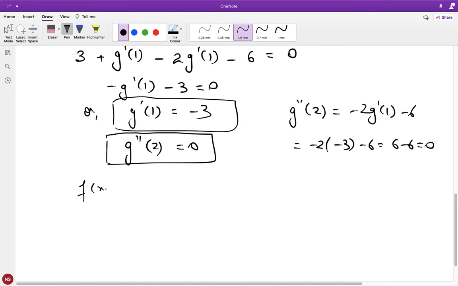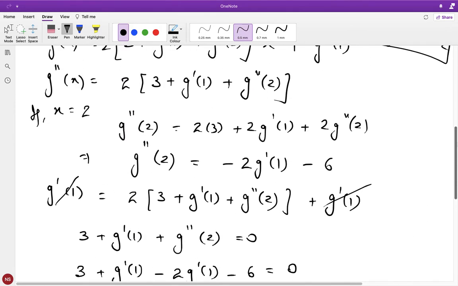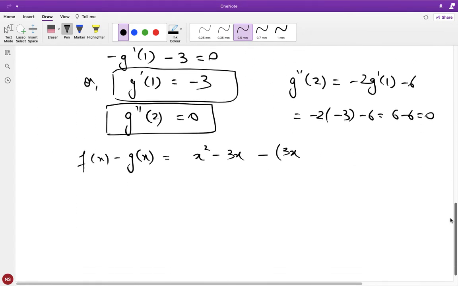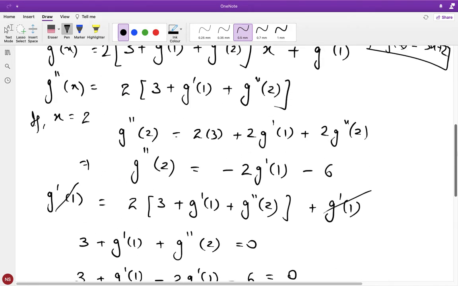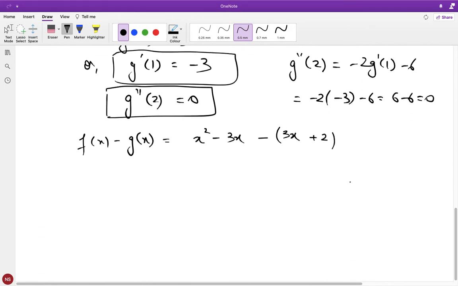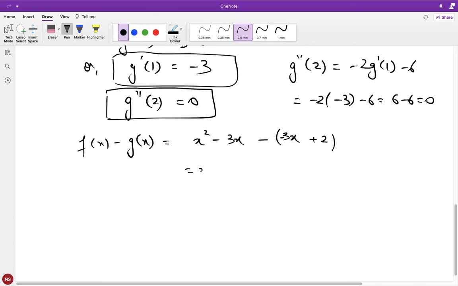So what is fx minus gx? gx is minus 3x plus 2. Sorry, fx minus gx is x square minus 2.